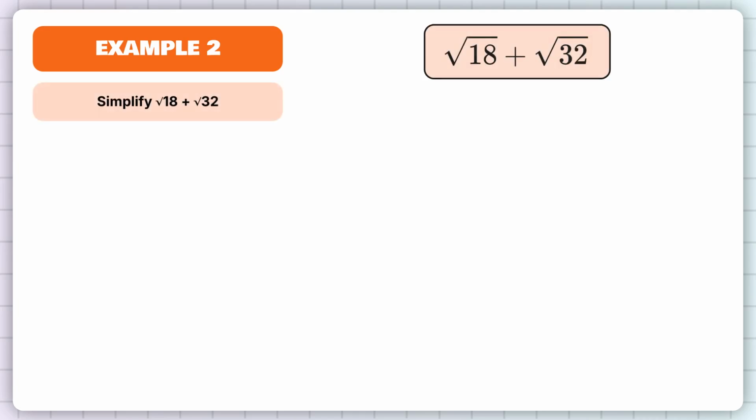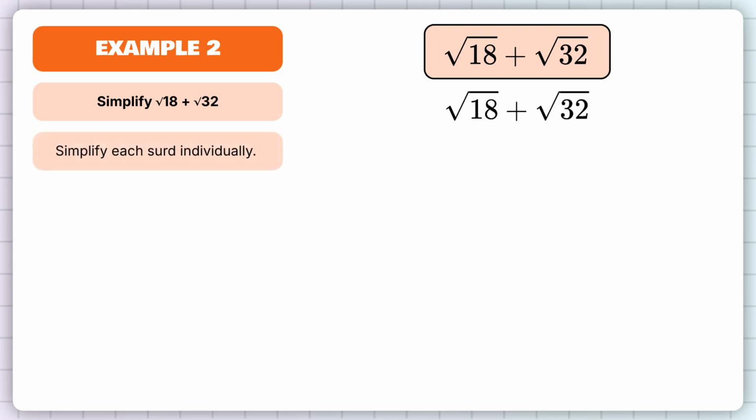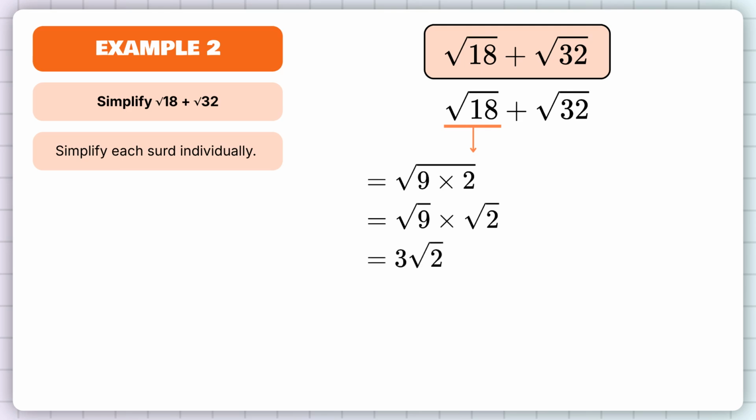Finally, let's look at a more complex example of simplifying surds. Take the expression root 18 plus root 32, and simplify it. First, we need to simplify each surd individually. Let's start by taking root 18. We can write this as root 9 times 2. We can then simplify this to root 9 times root 2. Since root 9 is equal to 3, then we can write this as 3 root 2.